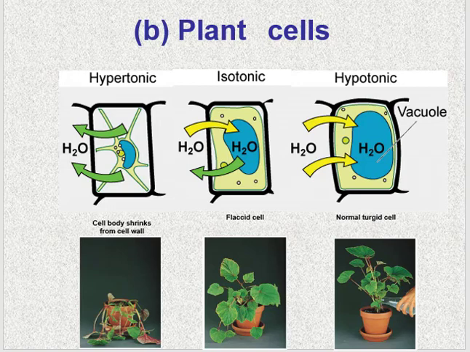Plant cells are similar, but also slightly different. A hypertonic plant cell will be completely wilted. The plant will fall over just limp because all of the water has left the cell and the cell body will shrink away from the cell wall. A plant cell in an isotonic solution will be slightly flaccid because water is moving in and out at the same rate. Plants function best in a hypotonic solution, where they have turgor pressure that is very high and keeps the plant upright.